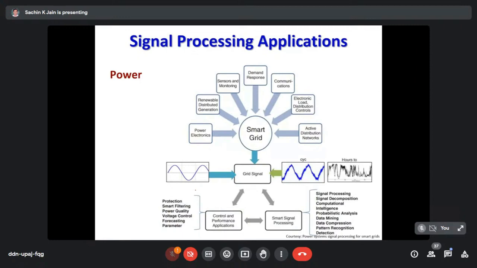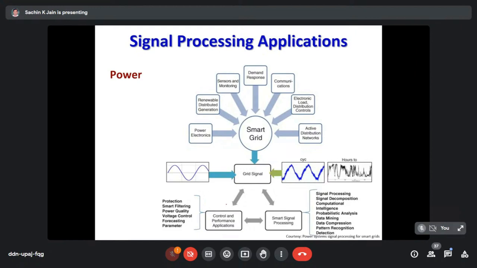Now, in terms of power engineering, we'll discuss in the next session the applications of signal processing in power. In the smart grid era, we need to process different signals in the grid. So we cannot think of a smart grid without signal processing, without data handling, without information technology. The idea of a smart grid cannot even be imagined.